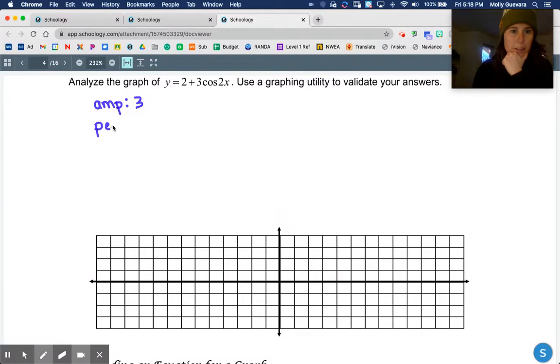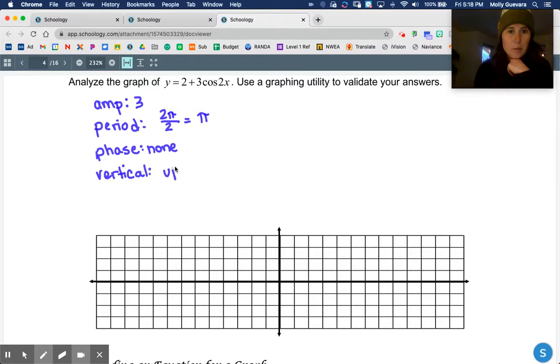The period for sine and cosine is always 2 pi divided by whatever is in front of x, which in this case is 2. So my period is pi. That means that fourth tick mark is going to get labeled pi instead of 2 pi. There is no phase shift here because there is no plus or minus inside the parentheses. But now there is a vertical shift, right? It's up 2 units.